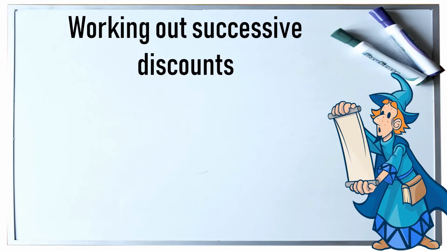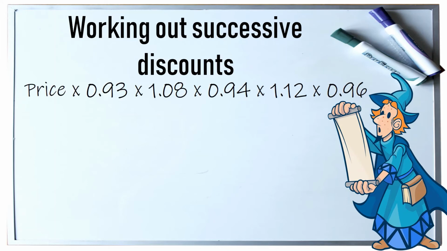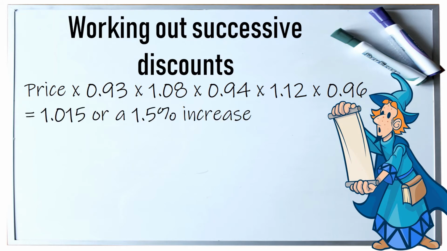In previous videos, I've emphasized the importance of the R value, and for working out successive discounts, it makes the problem much easier. For instance, what we need to do here is, whatever the price is, keep multiplying by the R value each day. The result is 1.015, or a 1.5% increase. This problem can be done other ways, but this is the quickest way of doing it.